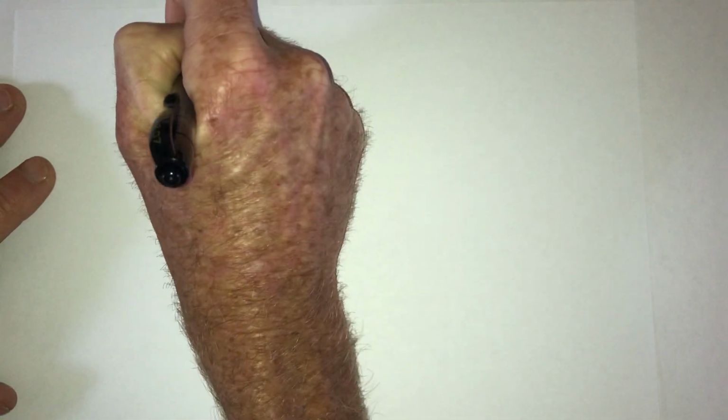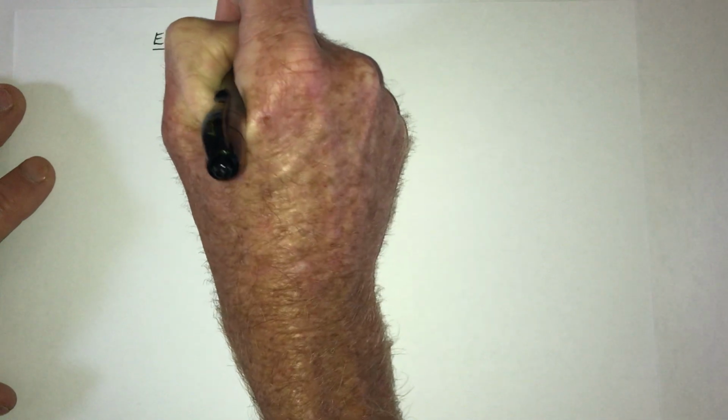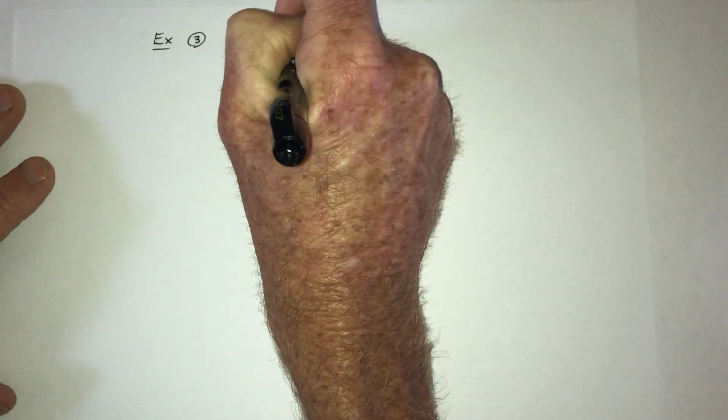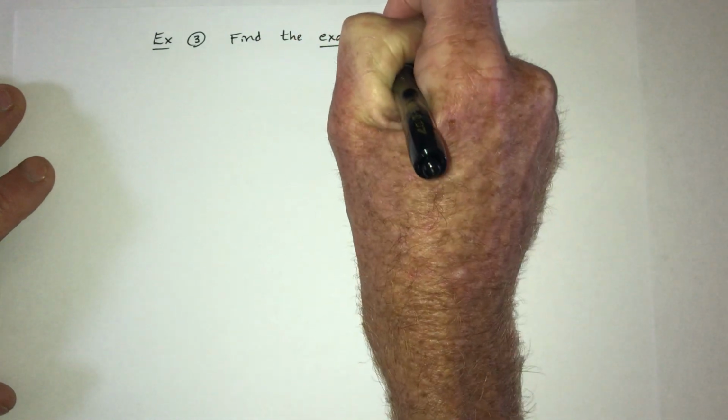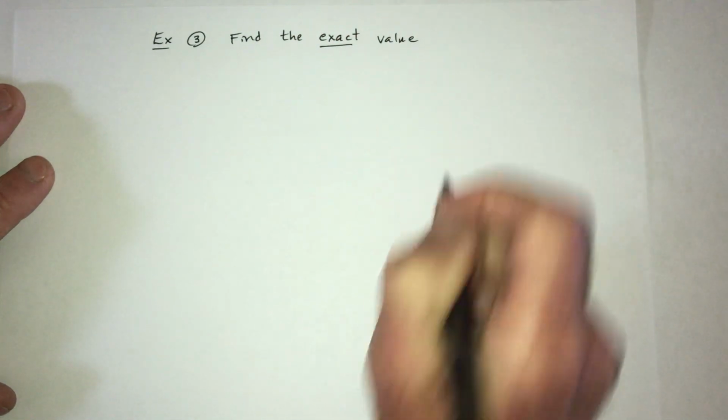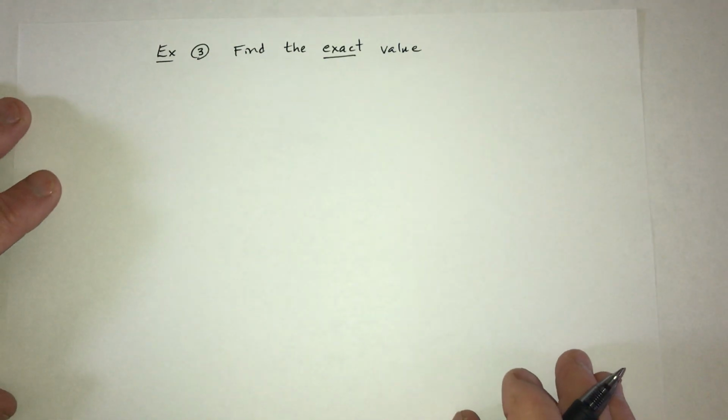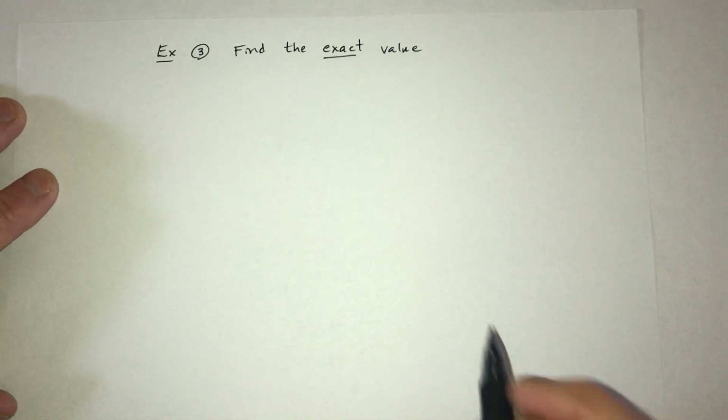Okay, then on to example number 3. Find the exact value, which means don't use a calculator, don't use decimals, but your answers should be like 1 over the square root of 3 or something like that.